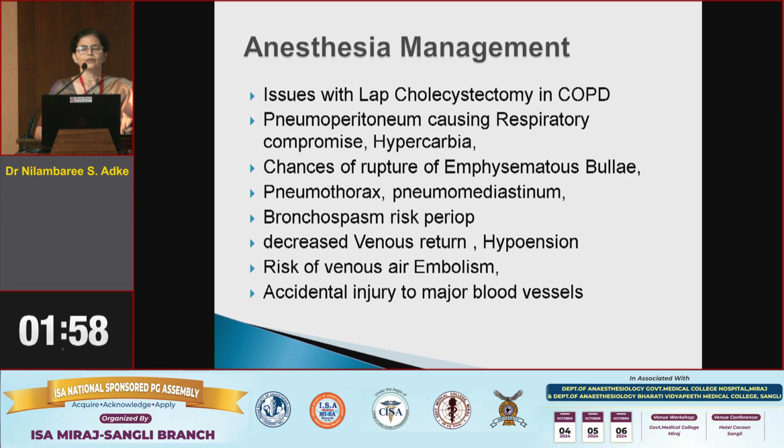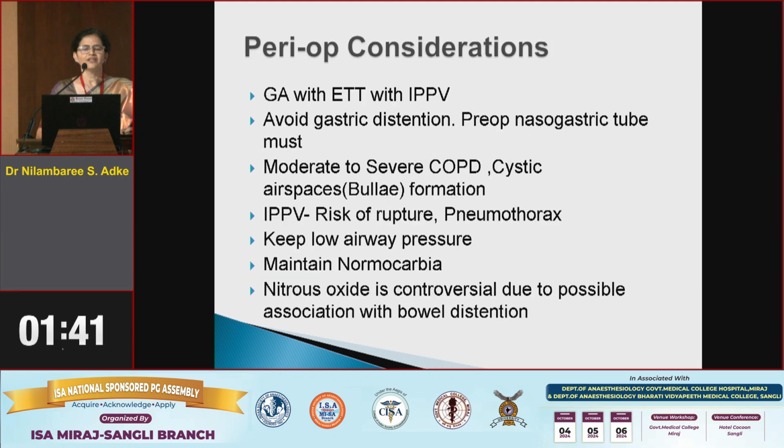Then issues of anesthesia management. They are mainly pneumoperitoneum causing respiratory compromise and hypercarbia, chances of rupture of emphysematous bullae intraoperatively, pneumothorax. Then bronchospasm is the main danger, decreased venous return, and accidental injury to major vessels.